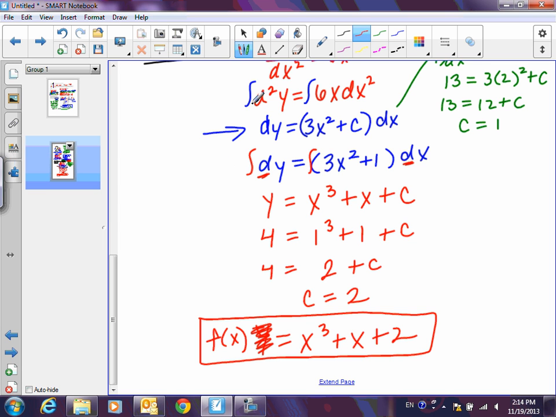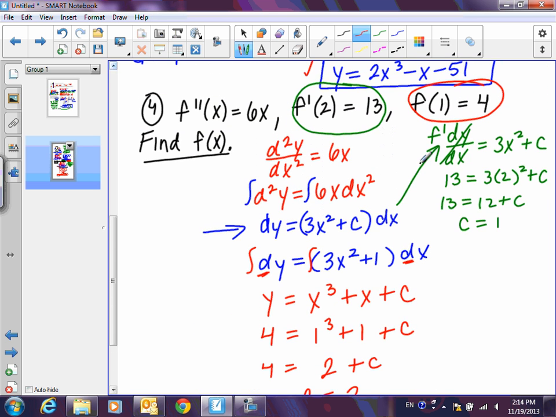Now, in all these steps, do you think it's possible that when you do this by yourself, you might make a mistake? So how could you check your answer? Work backwards. You should be able to plug 1 in and get 4. You should be able to find the derivative, plug 2 in and get 13. Then you should be able to take the second derivative and get 6x.